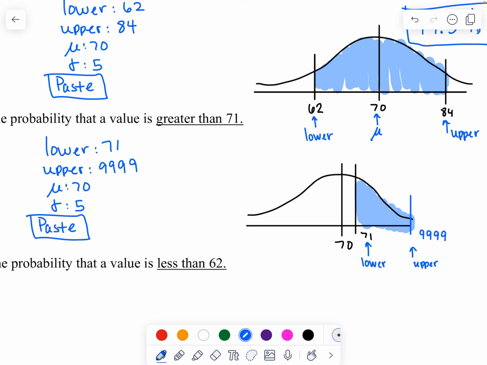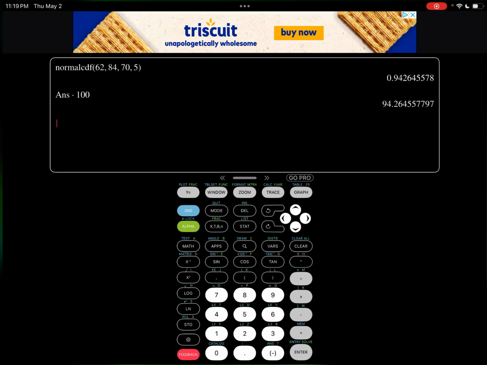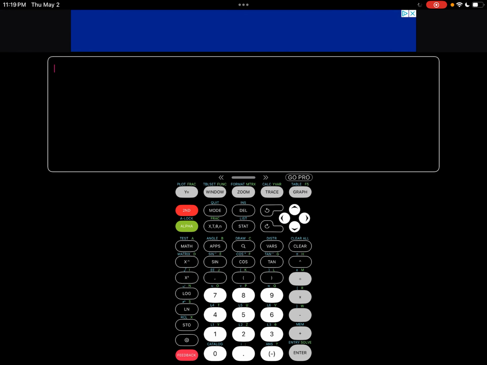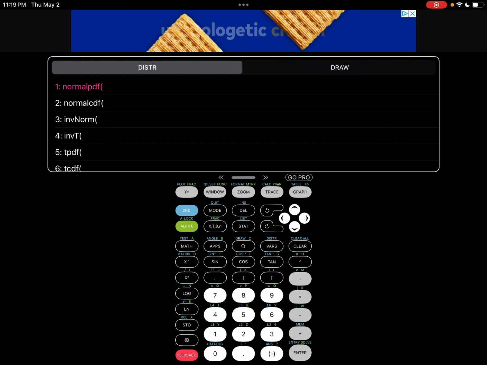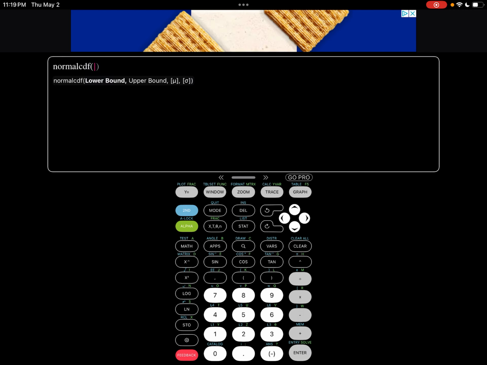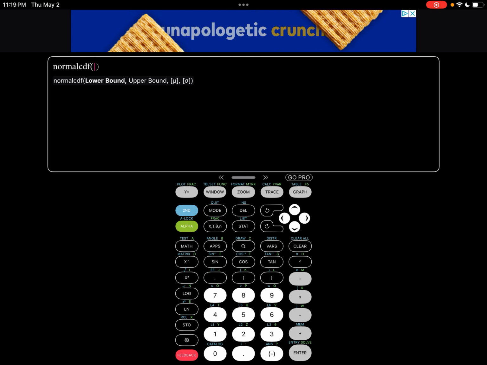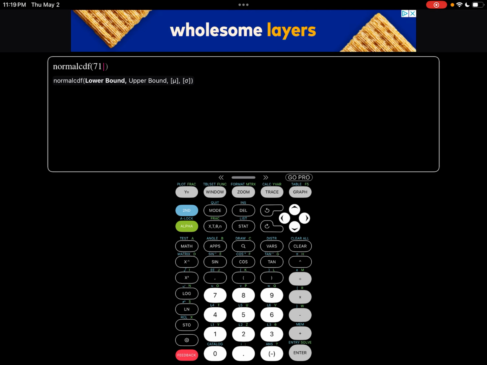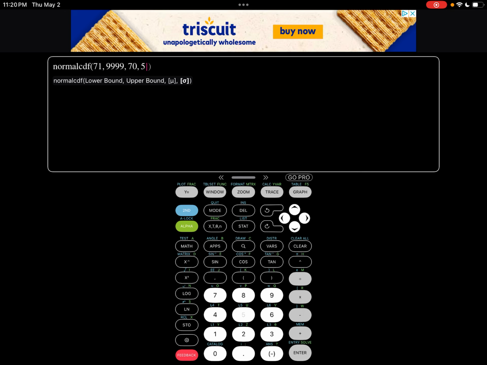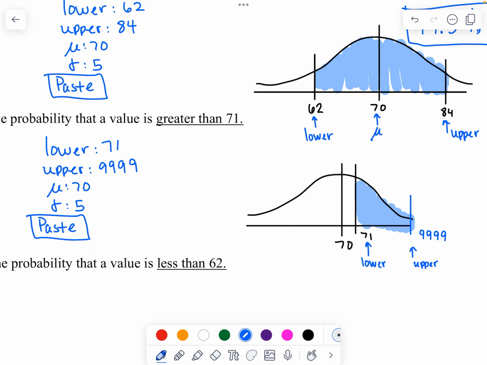If you want to multiply it by 100, again, I'll do this one again with you in the calculator so you go through the keys. Second, vars, choice 2. So for this one, we're looking at everything greater than 71. So 71 was the lower. 9999 is the upper. Same average, same standard deviation. Times it by 100. 42.1% would be all the scores that fall above or greater than 71.